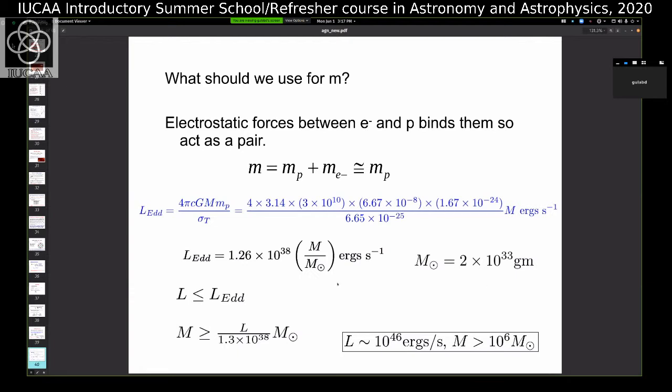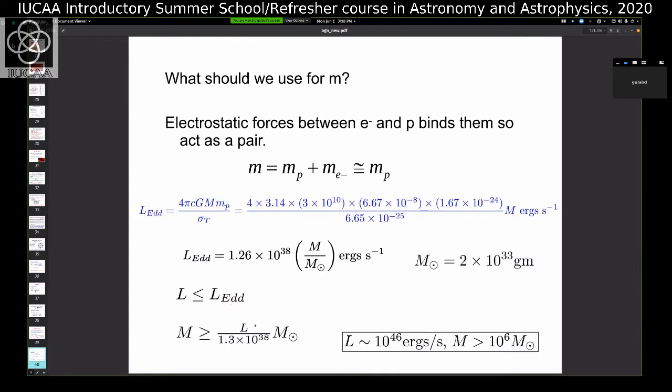So one can calculate the Eddington luminosity, and this turns out to be about 1.26 times 10 to the power 38 ergs per second for a one solar mass object. One solar mass is 2 times 10 to the power 33 grams. Now, if you compare this with the luminosity of our Sun, which is about 10 to the power 33 ergs per second, the Sun is obviously very sub-Eddington. Because the observed luminosity must be less than or equal to the Eddington luminosity.